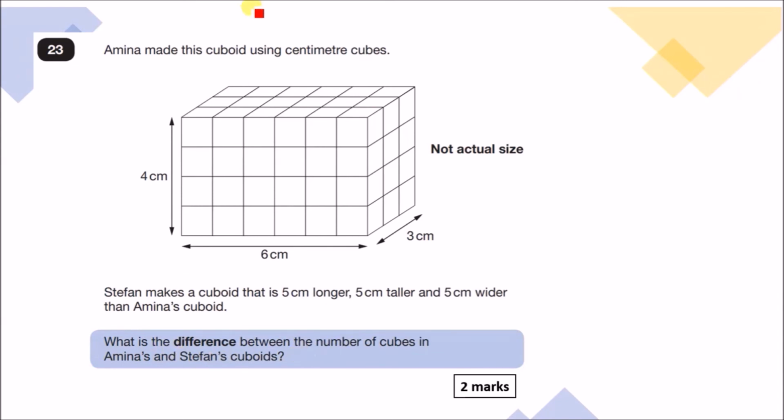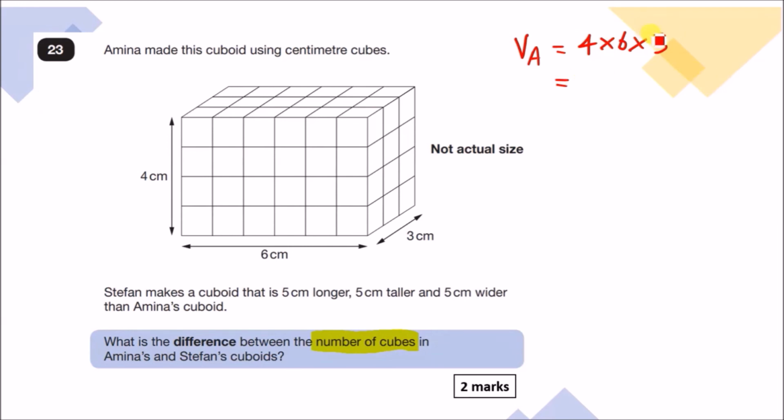Okay, so to work out the number of cubes, they're literally trying to say calculate the volume and then subtract them for both of them. So let's look at the volume for Amina's cuboid. We're going to call the volume of Amina VA. This is basically 4 times 6 times 3. And working that out, that's not too bad.